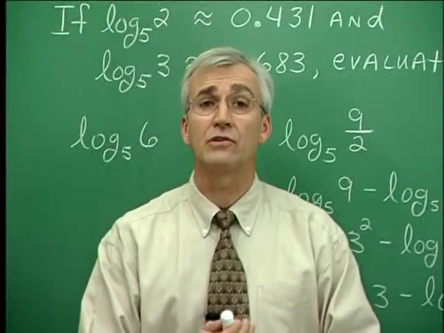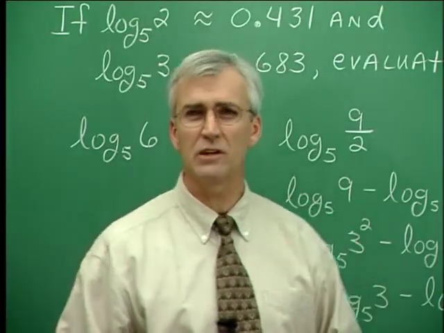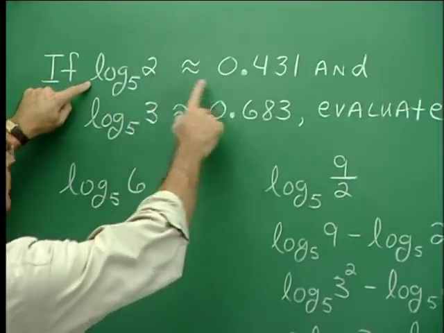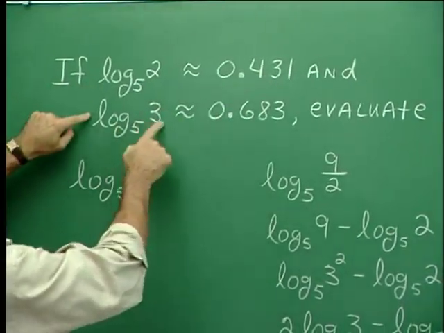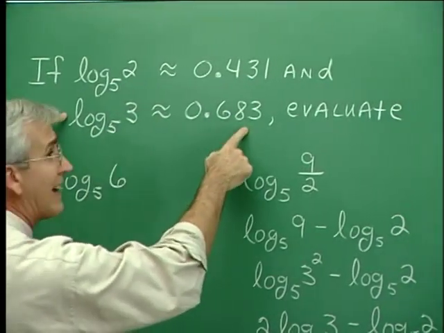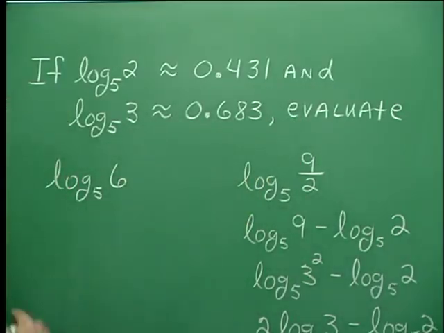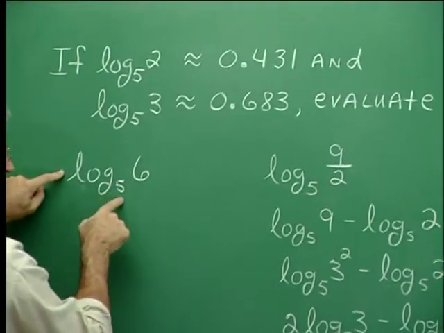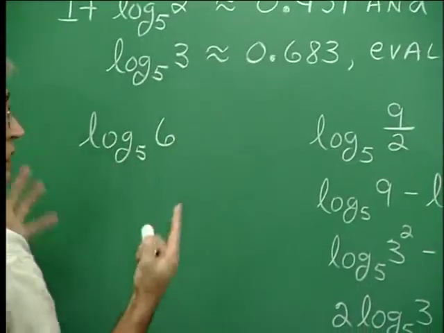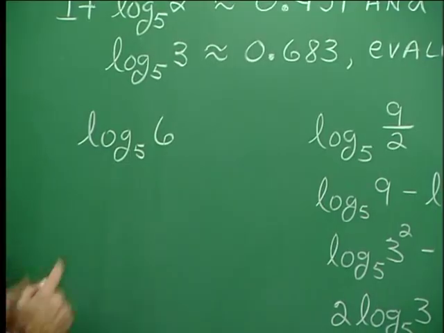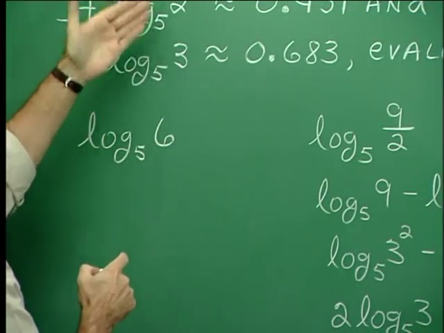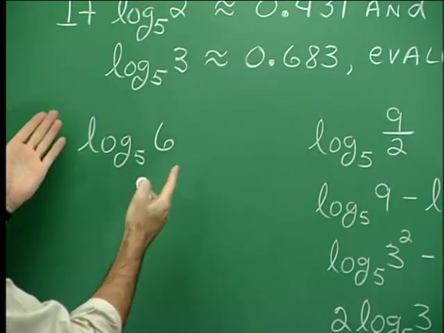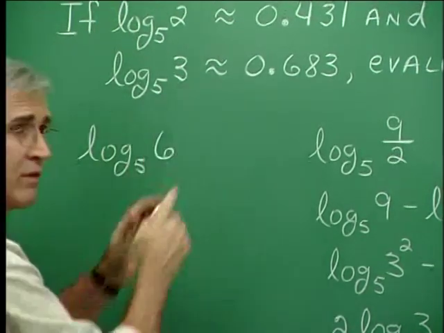Here's a problem that allows us to use the properties of logarithms in a somewhat different way. It says if log base 5 of 2 is approximately this value and log 3 in base 5 is approximately this value, then we'd like to evaluate a couple of expressions. If we want to evaluate log 6 in base 5, now we don't know the value of log 6 in base 5. All we have is information about log 3 and log 2. The trick is to rewrite this in terms of log 3 and log 2, which we know the value of.